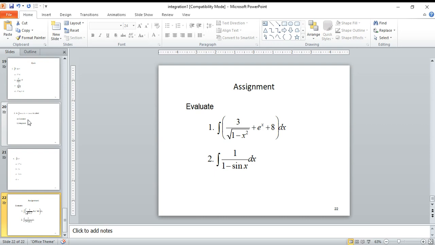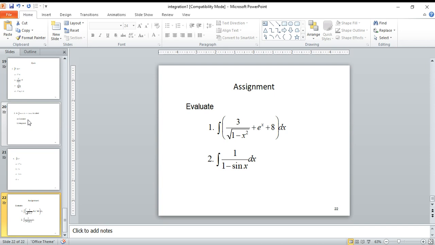Next, assignment. Evaluate integration of 3 by under root of 1 minus x square plus e power x plus 8 dx. This is an easy question. The integration of e power x is well known, and 8 is a constant. 3 by under root of 1 minus x square is a simple question. Take out 3 as common, and 1 by under root of 1 minus x square, I know the answer.